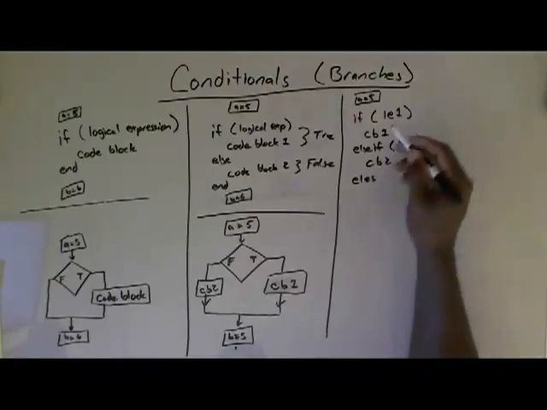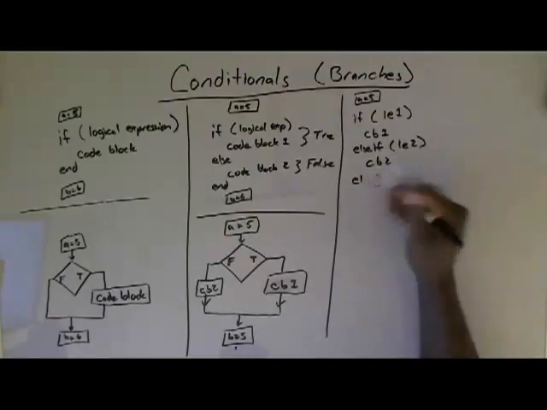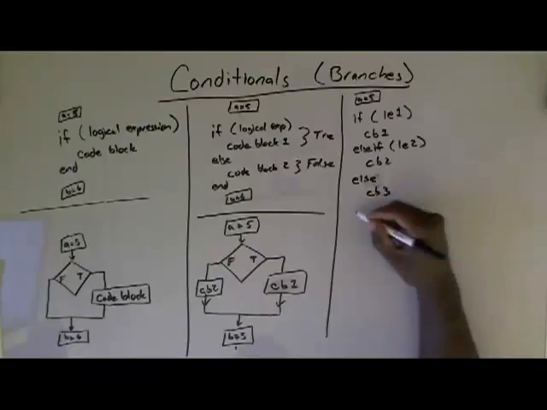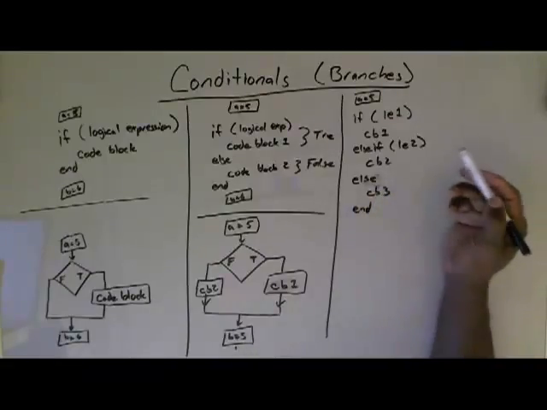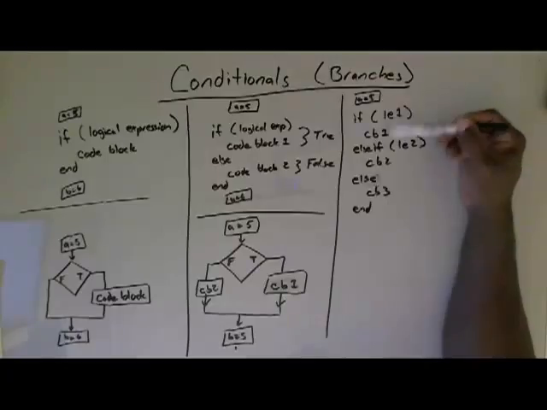And if neither one of those are true, then if both of those are false, then do code block 3 and then end. Okay? So this one has an else if in it.